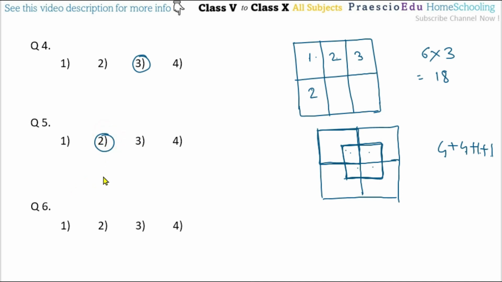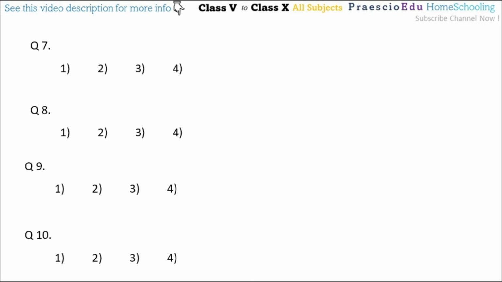Then question number 6, how many triangles are there in the following figure? There is a figure in the shape of a triangle, like this, and here one line, and on this side also one line. We count these separately as 1, 2, and here also 1, 2. So 1 plus 2 is 3, and this 1 plus 2 is 3. So 3 plus 3, there are 6 triangles, and these 6 triangles are given in option number 3.